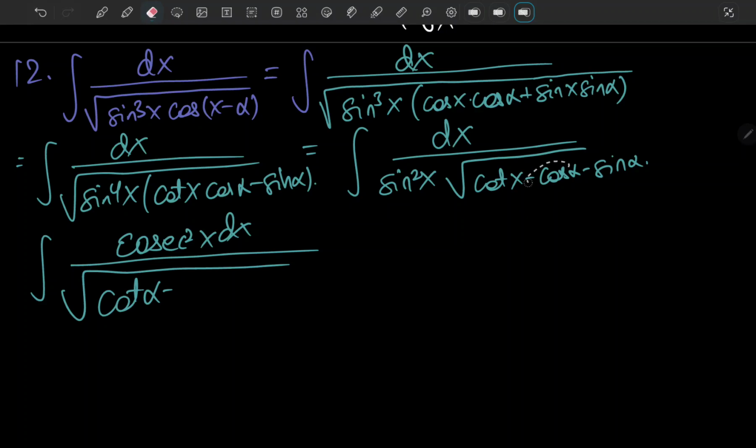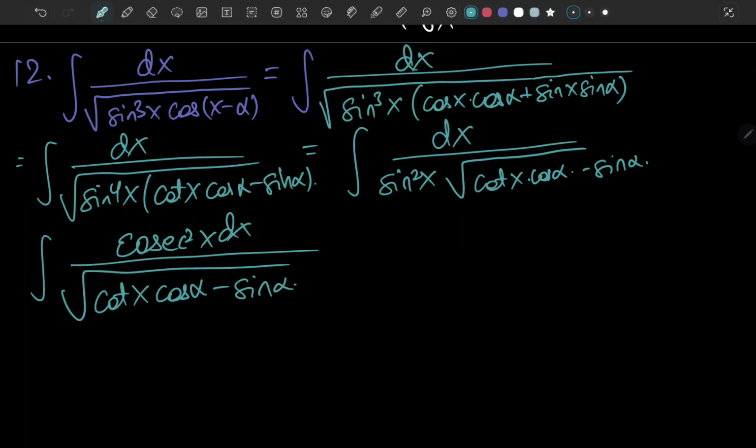Oh, guys, sorry, it is being multiplied by cosine alpha, right? So yeah. Oh my god, I messed up here. It's cotangent of x times cos alpha minus sine alpha, right?